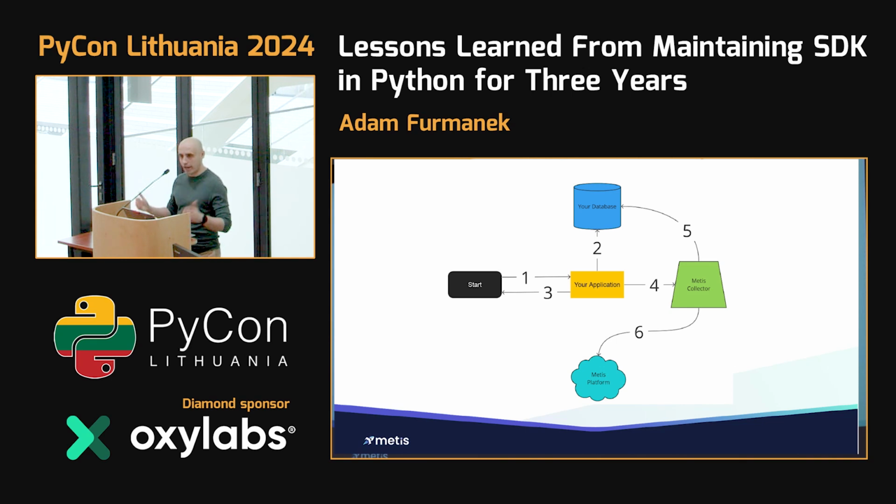Now the question is, okay, but how do I do this? How do I integrate my application with this Metis piece? And because we are using OpenTelemetry, OpenTelemetry has this feature that is called auto-instrumentation. And auto-instrumentation is basically a feature of OpenTelemetry to configure your application from the outside of the process. So you do not need to modify your application at all to send traces somewhere else.